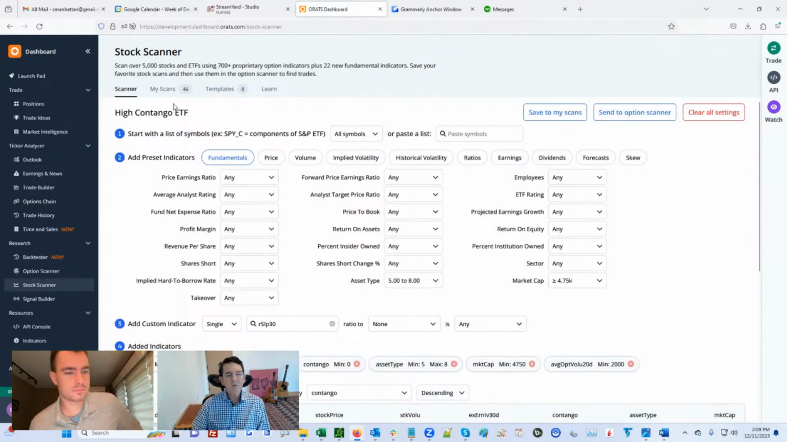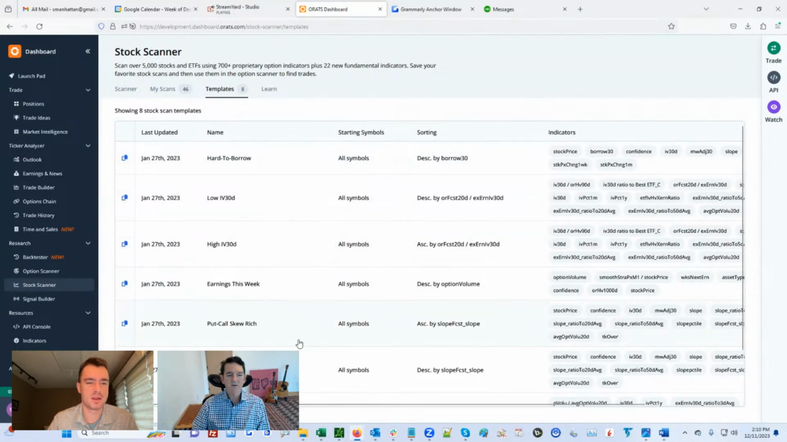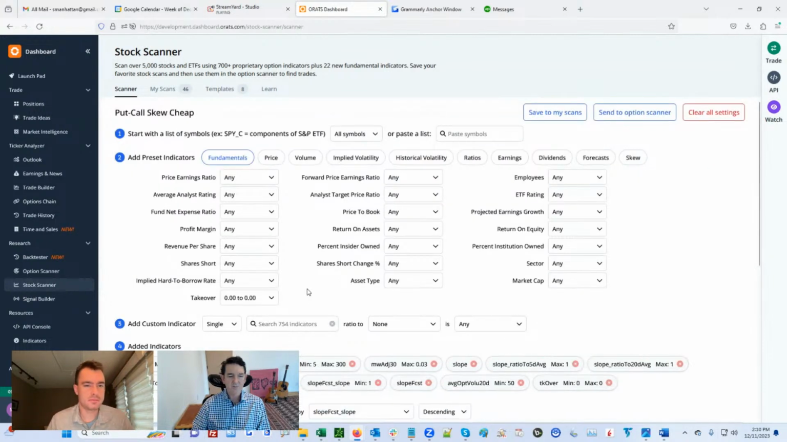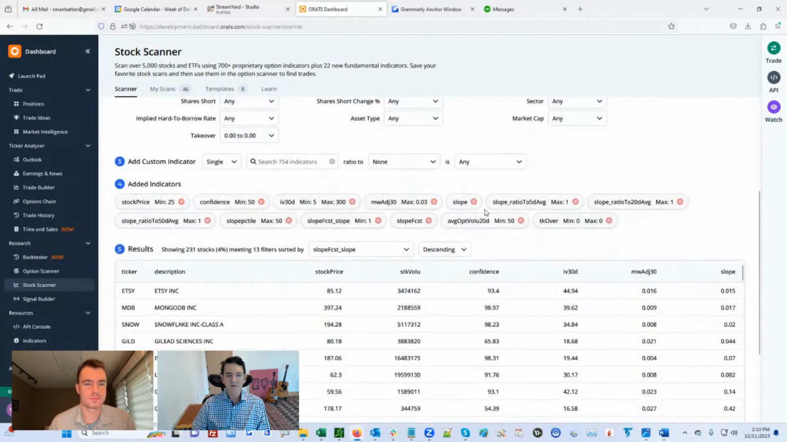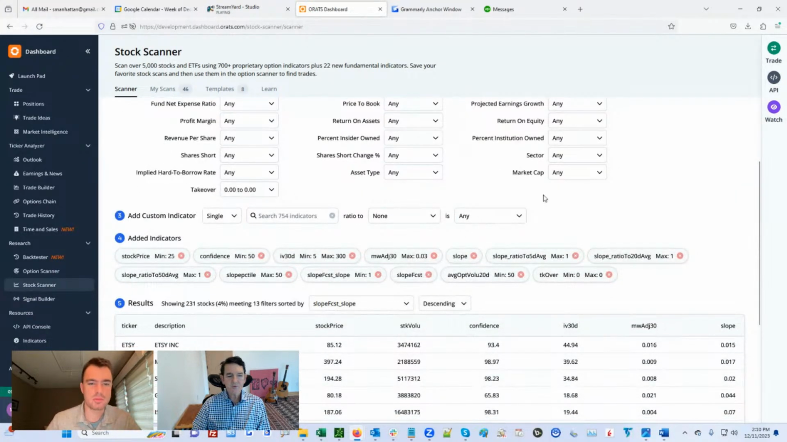Because I want to find ETFs that have a shallower skew. We call it a cheap put call skew scan, which we have in our templates. So put call skew rich, put call skew cheap. Thanks, Tyler. Let's go over those indicators a little bit. You clicked on the cheap put call skew scan, and that's bringing up all these indicators that we've already curated for you.